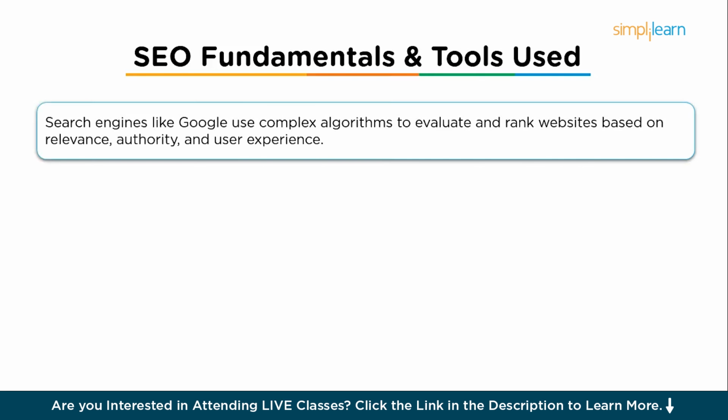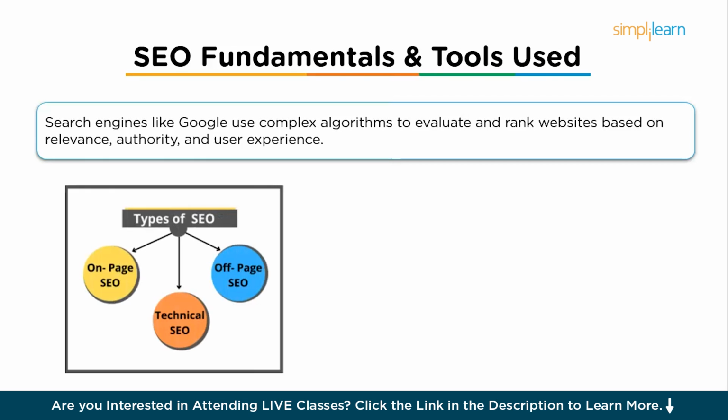Search engines like Google use complex algorithms to evaluate and rank websites based on relevance, authority, and user experience. SEO aims to align your website with these factors through various optimization. So there are three types of SEO: on-page SEO, technical SEO, off-page SEO. So what is on-page SEO?